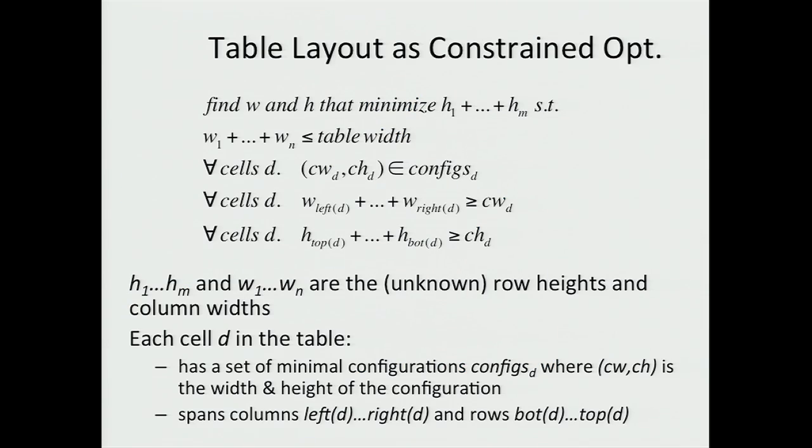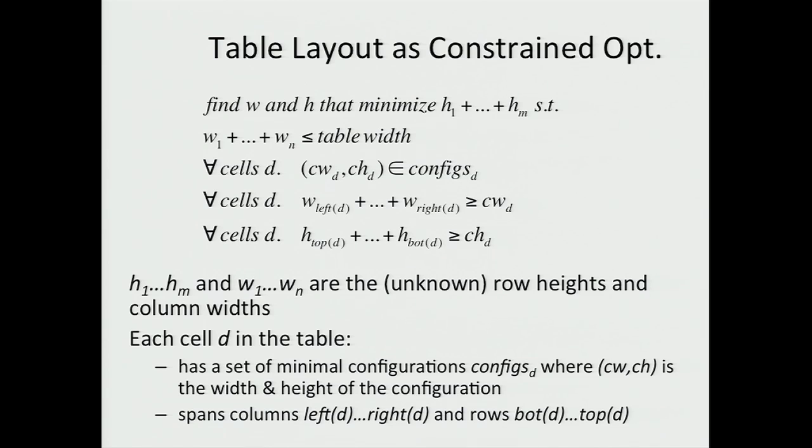So how do we formalise table layout as a constrained optimisation problem? This is very similar to Mihai's formulation before. The unknown variables in our problem are the row heights and the column widths. And what we want to do is to minimise the sum of the row heights, the HIs, so that we minimise the overall table height. And we do that with respect to the following constraints. We want to ensure that the table width is less than some set width, so the sum of the column widths has to be less than that.